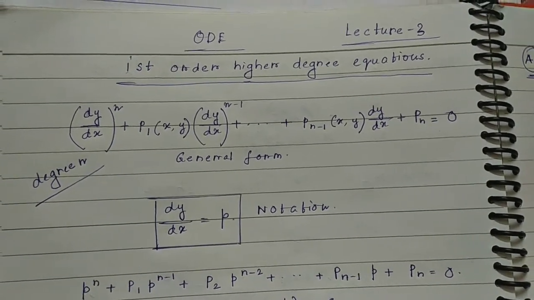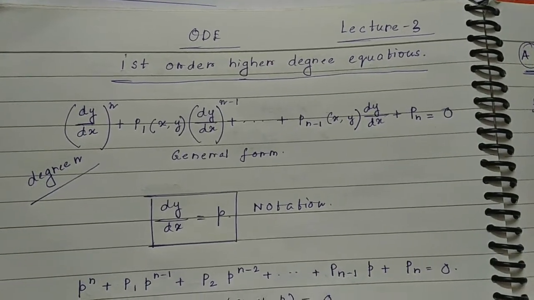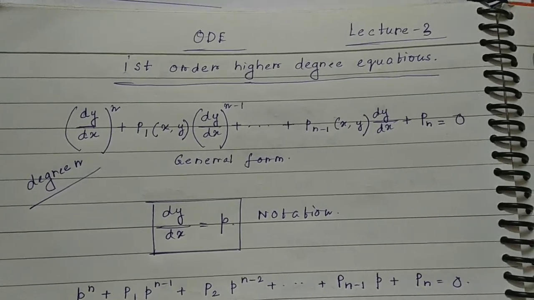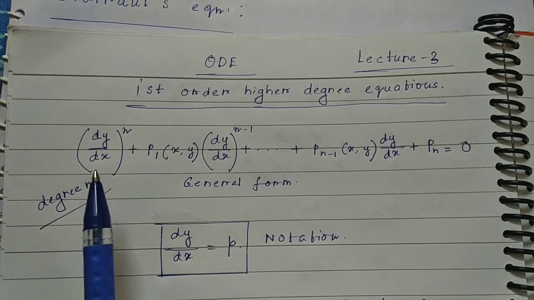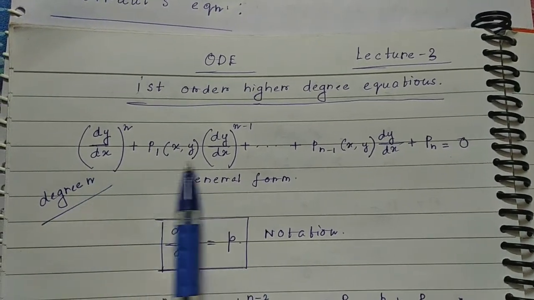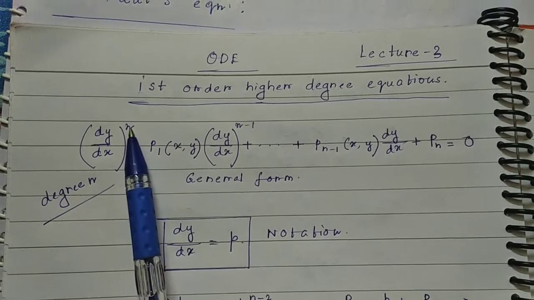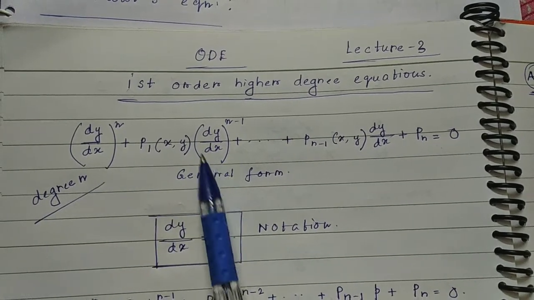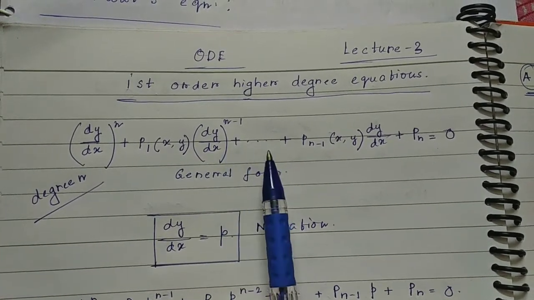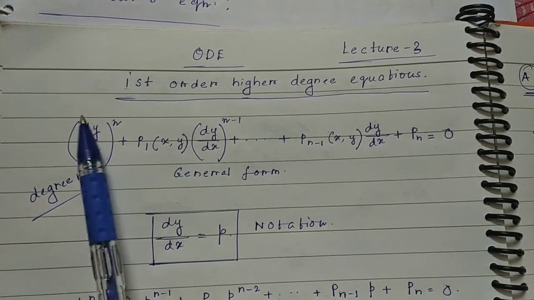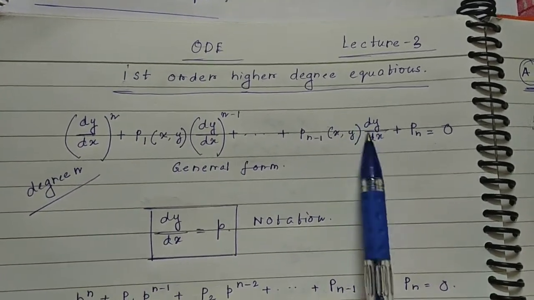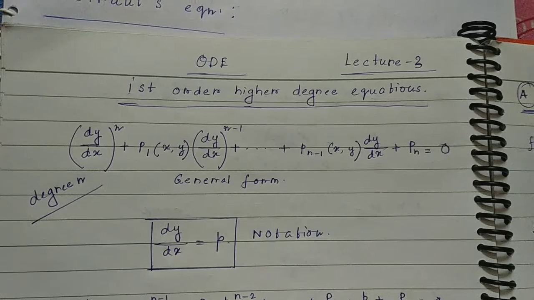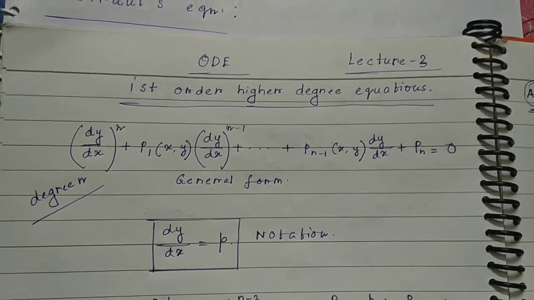We are going to take all first order equations, but not of degree 1; they can be of higher degree. In general this type of equation can have the form (dy/dx)^n + P1(x, y)(dy/dx)^(n-1) and so on up to Pn = 0. The powers are reducing, and here dy/dx, and Pn equals 0. This is the general form of any first order equation of degree n.